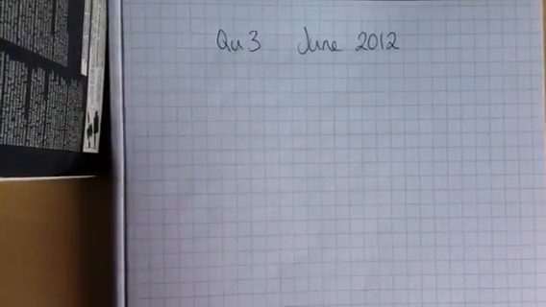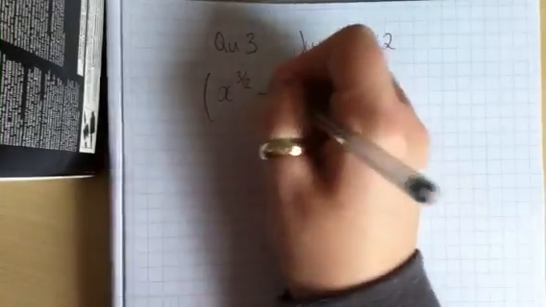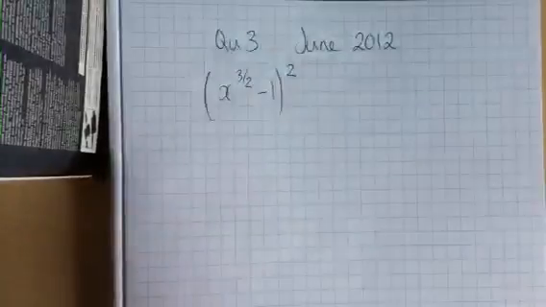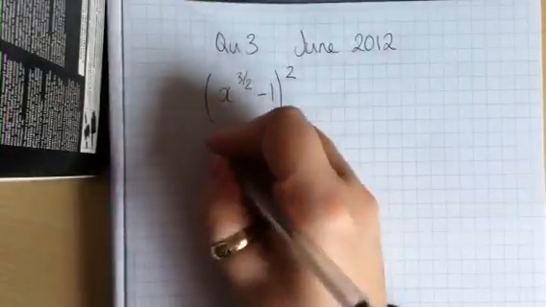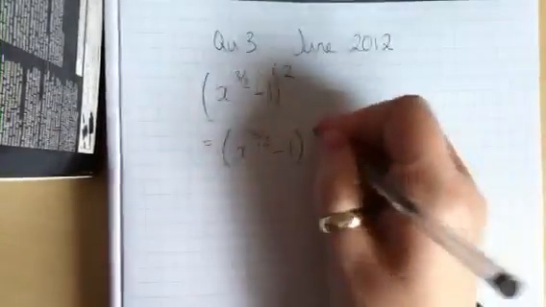Right, question number 3, June 2012. An expansion question. You have to expand x to the power of 3 over 2 minus 1 and square it. When you've got a square bracket, if you need to, make sure that you write the bracket out twice so that you know what's multiplying by what.